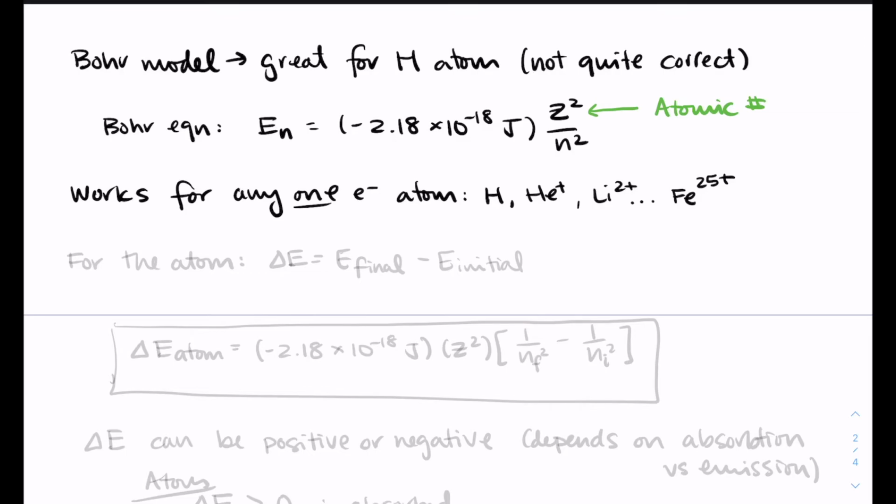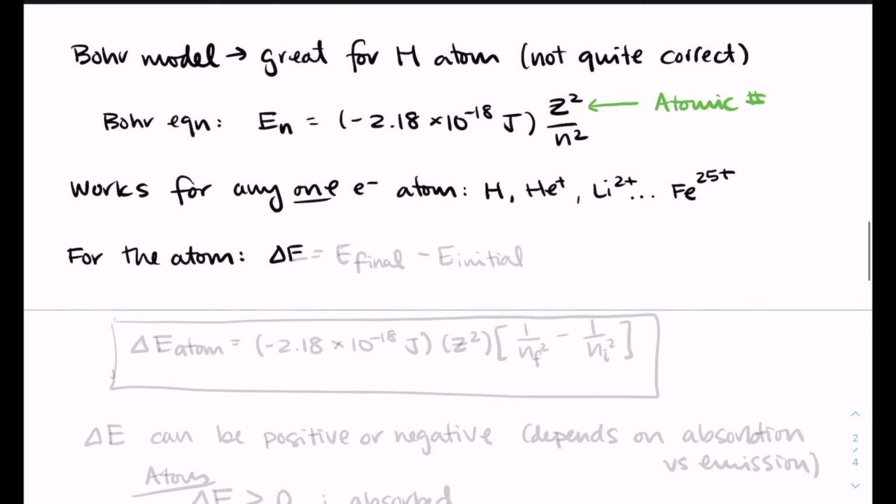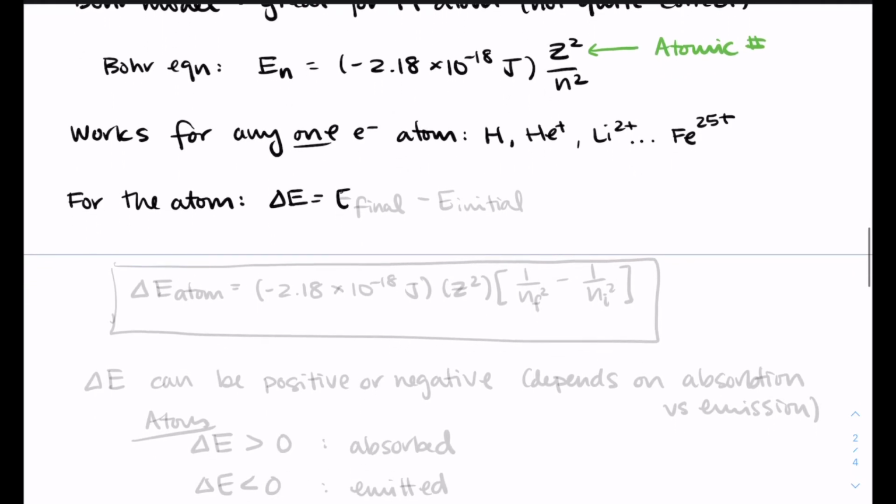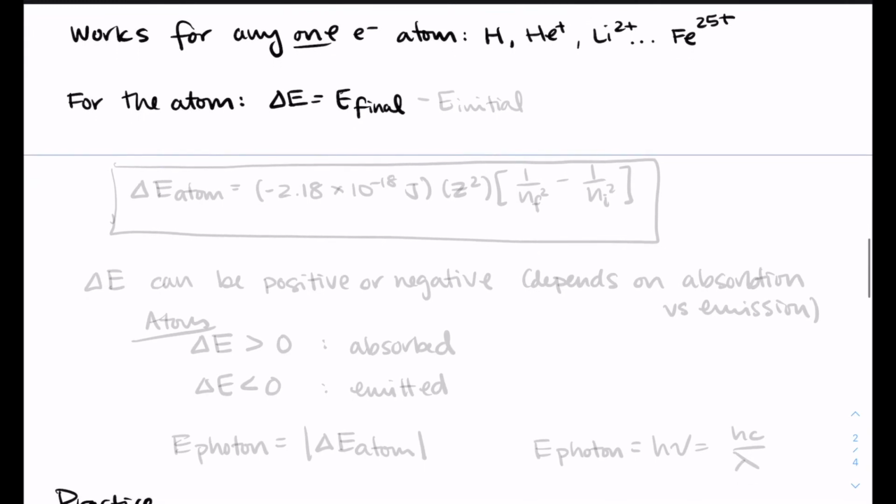And then, right, I've got iron as an example here. Now, it's pretty difficult to imagine creating an iron ion with a 25 plus charge to ensure that it only has one electron. But if you could, and if you did, you could use the Bohr equation to calculate the energy levels in that atom.